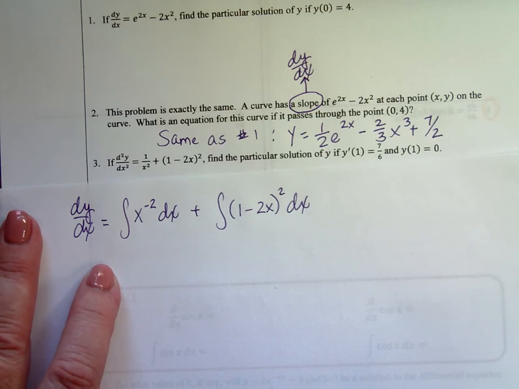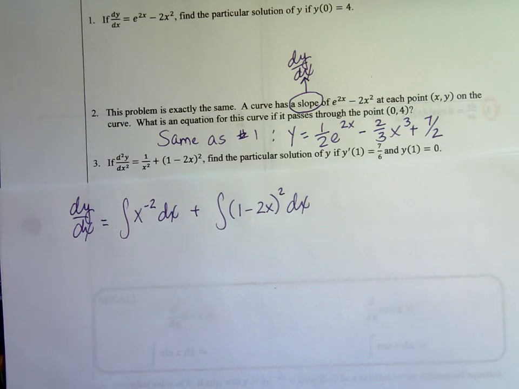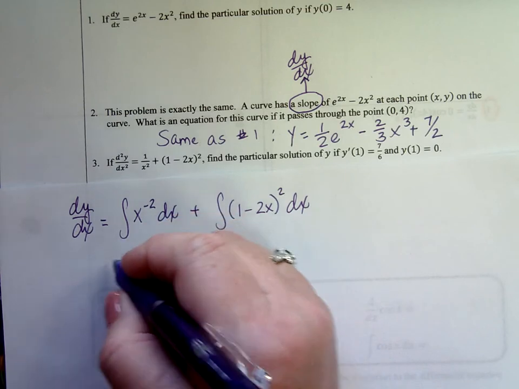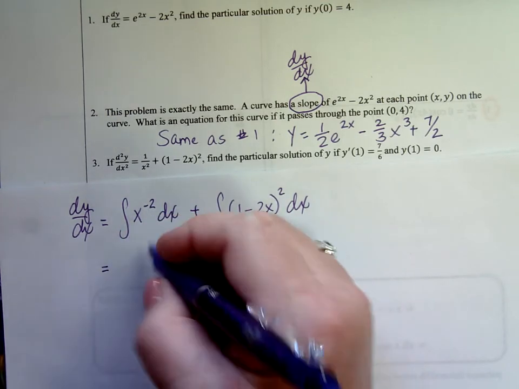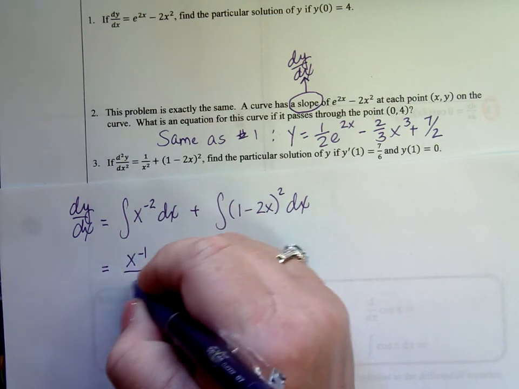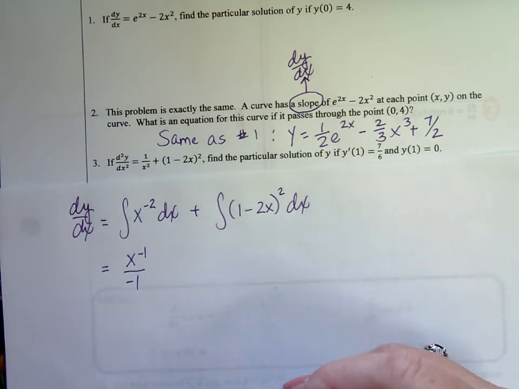Just break it up into its two pieces. And I'm going to come back to these particular solutions after I get it down to what the integral actually is. So let's do the first one. If I have x to the negative 2 and I integrate, I am adding a power on, dividing by the power, x to the negative 1 over negative 1. And we'll clean that up in just a minute.